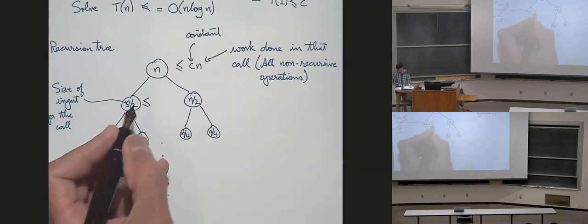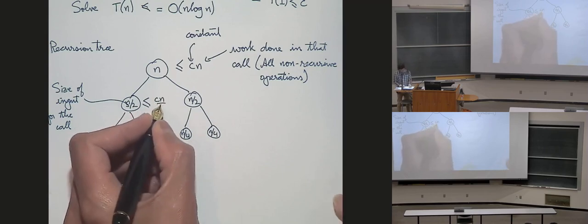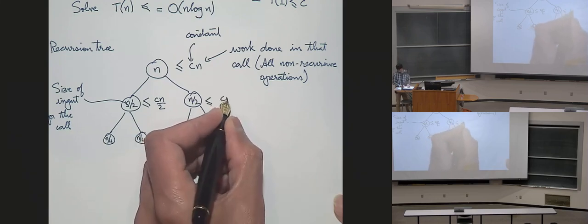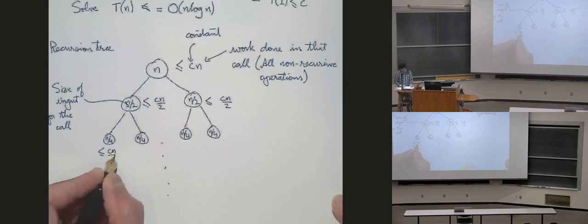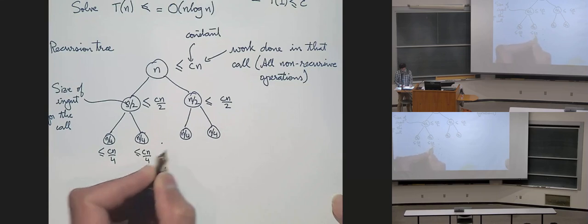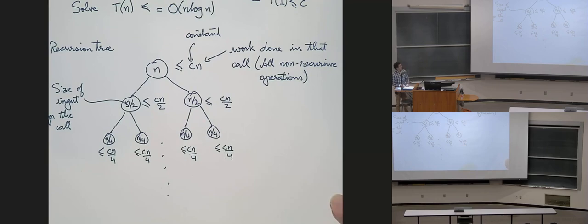So if that is the case, what is the amount of work done in this call? Yeah? Cn by 2, right? So Cn over 2, and this is at most Cn over 2. And this is going to be at most Cn over 4, Cn over 4, Cn over 4, Cn over 4. And so on and so forth. So for every level of the tree, instead of trying to sum up as you go down, you just sum up what happens at each level. Then you sum up all the levels together.